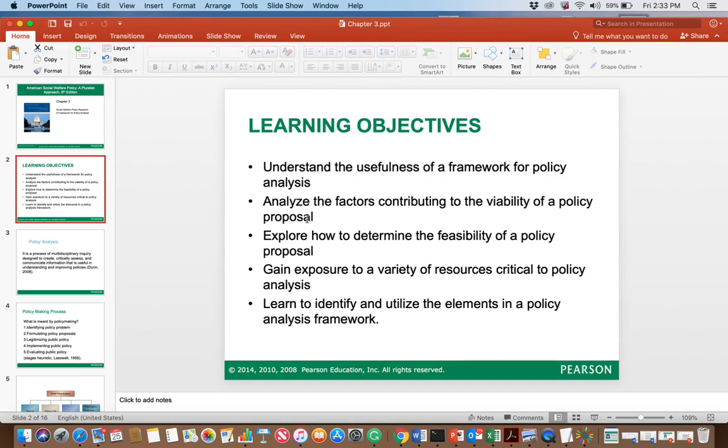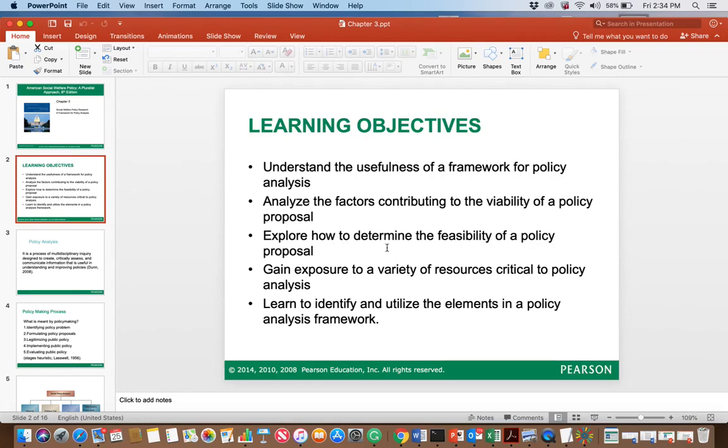2. Analyze the factors contributing to the viability of policy proposal. In other words, if we have to have an effective, efficient policy, what are those factors that we need to have in place to make sure that the policy is efficient or effective?